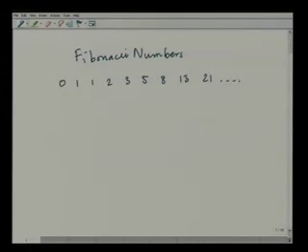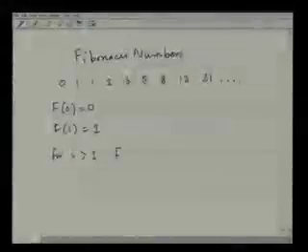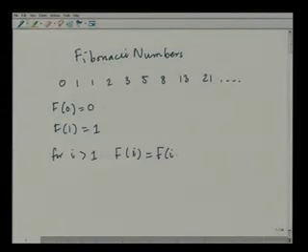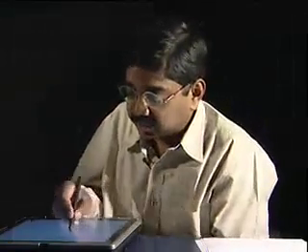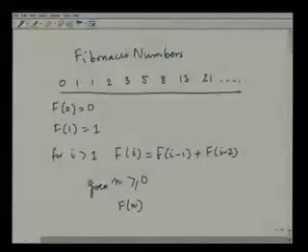And as you can observe in this sequence, any number is the sum of the previous two numbers in the sequence. So we can define this in mathematical terms as follows. Let's say f of i denotes the ith Fibonacci number. So f of 0 is 0, f of 1 is 1, and for i greater than 1, f of i is nothing but f of i minus 1 plus f of i minus 2. Let us say, given this definition, we are given an integer n greater than or equal to 0 and we want to compute the value of f of n, that is the nth number counting from 0 in the sequence that we just saw. So how do we go about solving this problem?